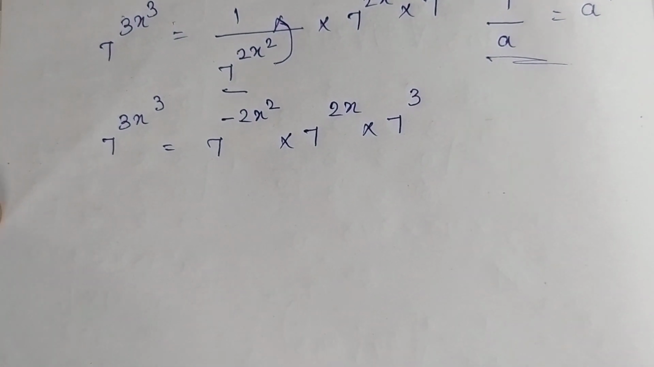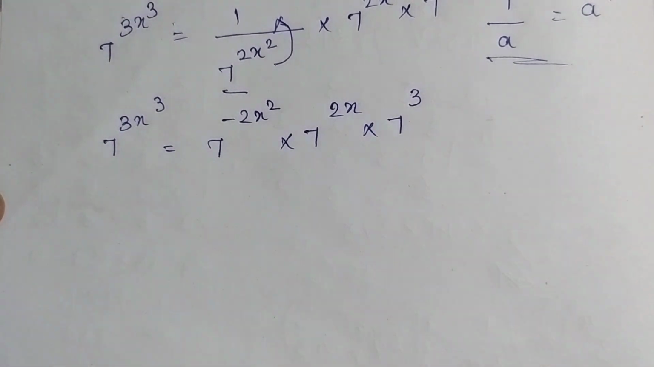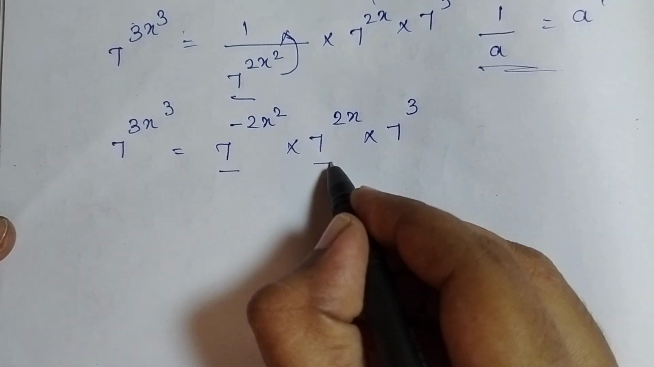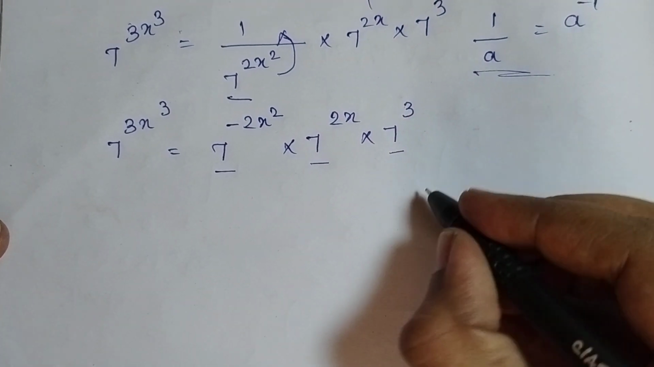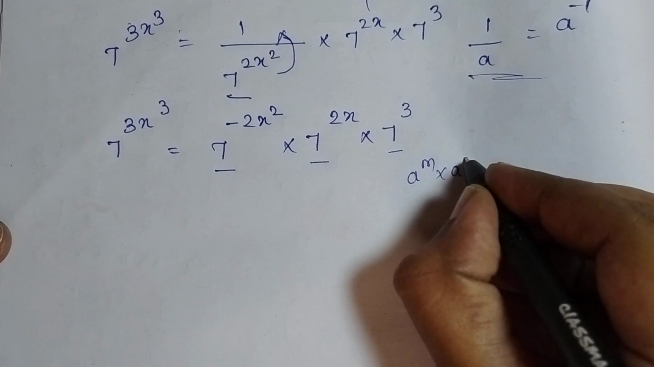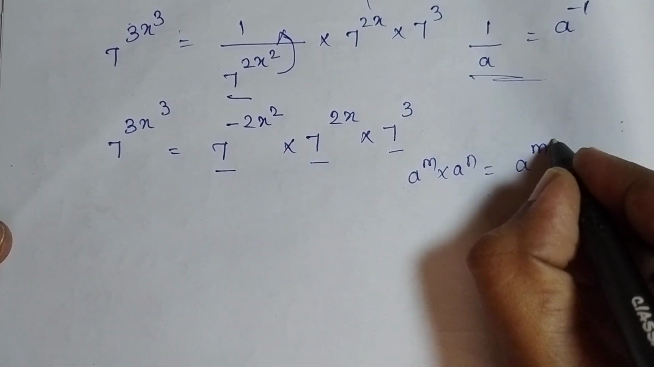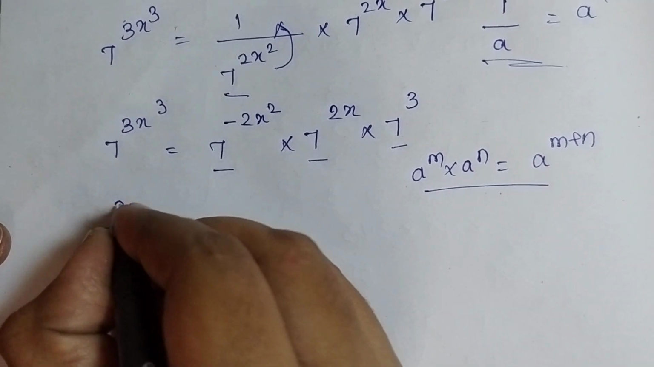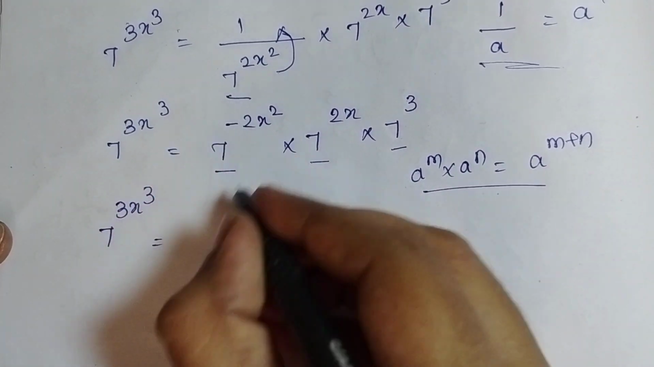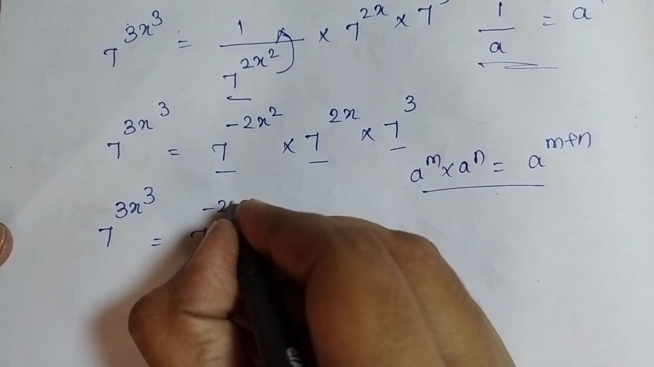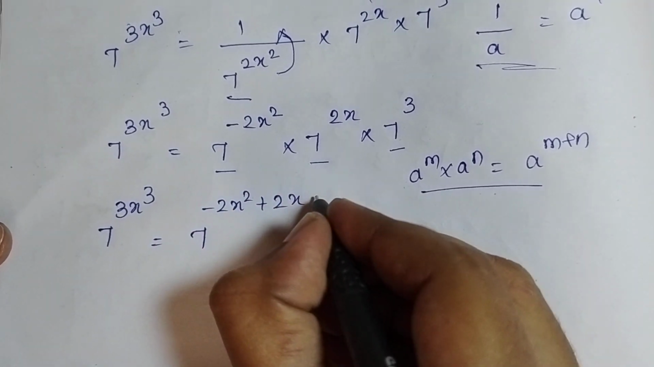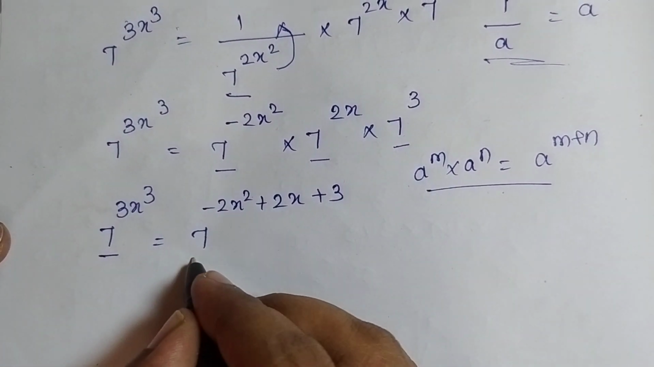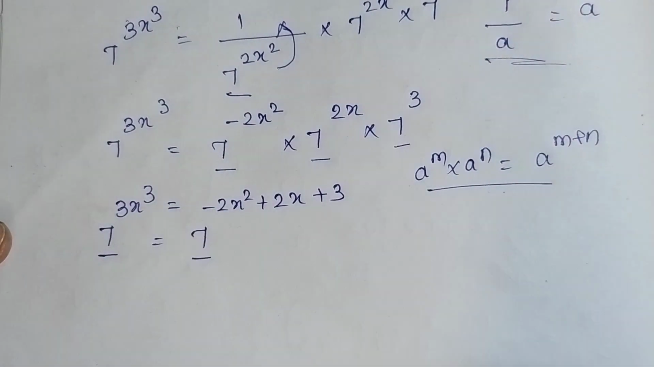Okay. Now what you have to do is: a power m, a power n, a power n. So a power m into a power n can be written as a power m plus n. Just apply this rule here. Therefore this becomes 7 power 3x cube, which is equal to 7 power minus 2x square plus 2x plus 3. So we know that if the base is equal, the power is also equal.